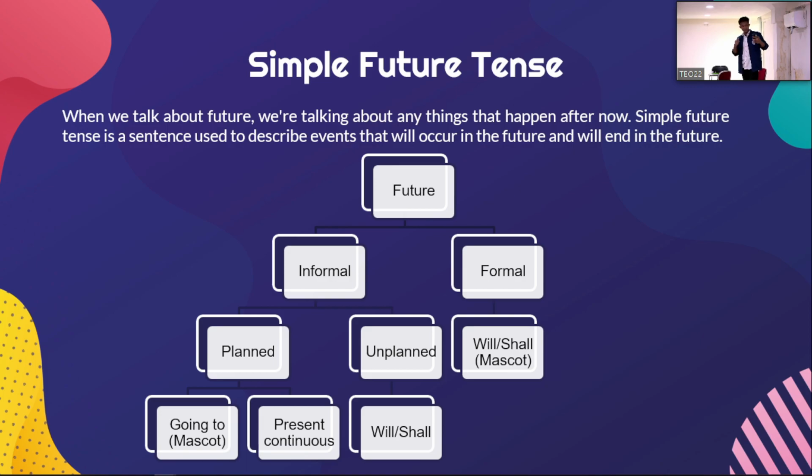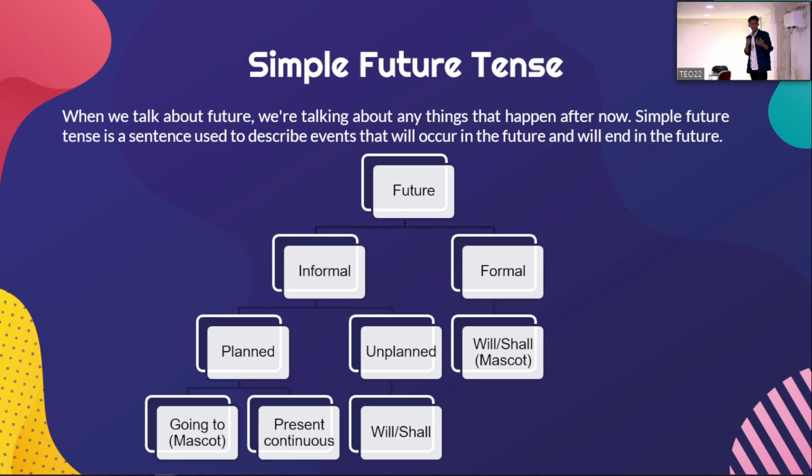And then when we talk about simple future tense, we divide it into two conditions, formal and informal. For the formal, we can use will or shall. And then for me there is a simple future tense mascot. What is that? Will and going to. Why just will and going to? Because for me, shall, we can use shall in the formal situation, just in the formal situation. That's why shall cannot be, what is that?